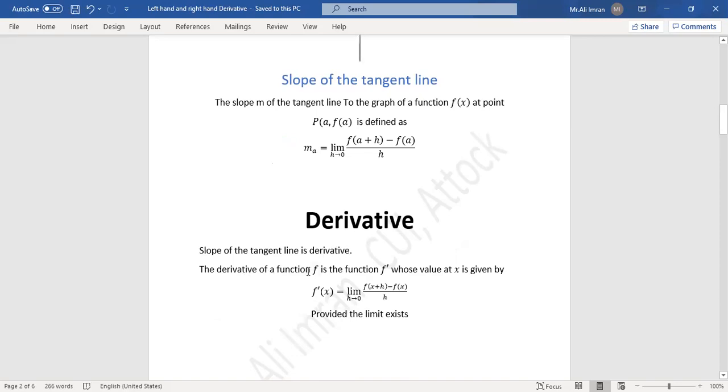The derivative of a function f is the function f prime whose value at x is given by f prime of x is equal to limit h approaches to 0 f of x plus h minus f of x divided by h provided that this limit exists. It means that this definition of the slope of the tangent is actually the definition of the derivative. Slope of the tangent line is called derivative. I do hope it will be clear now.